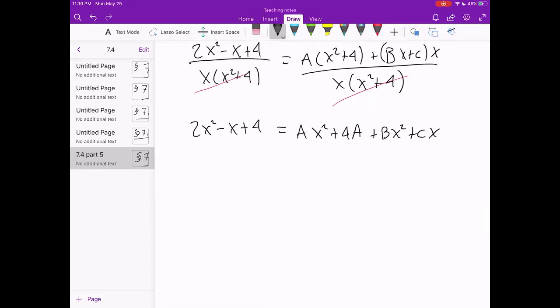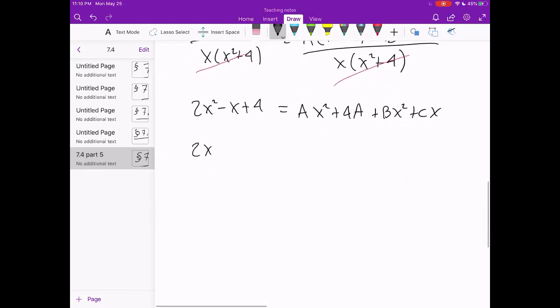And now again, I'm following all the same steps that I've been doing. Left-hand side stays the same. Right-hand side, I'm going to start collecting powers of x squared. If I put those together and factor out the x squared, I'm going to be left with x squared times a plus b.